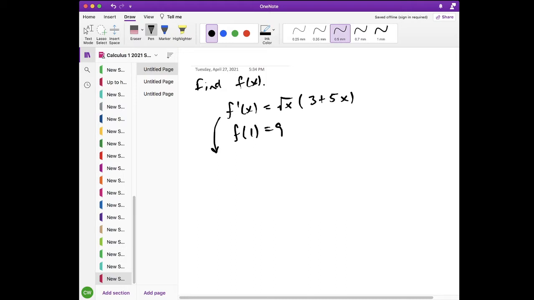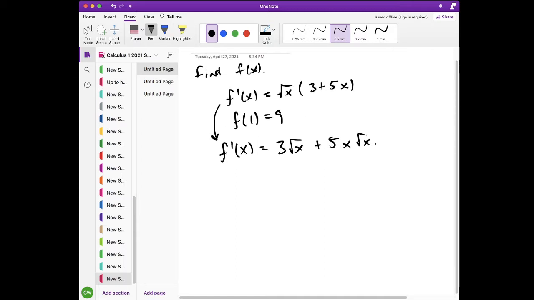So from last time, remember that there's no real antiderivative rule for products. However, we don't need to treat this as a product, right? If we just distribute the radical x, then we can treat it as just a power. So this is 3x to the 1 half plus 5x. And then what's the power of x here if I put this in exponent notation?